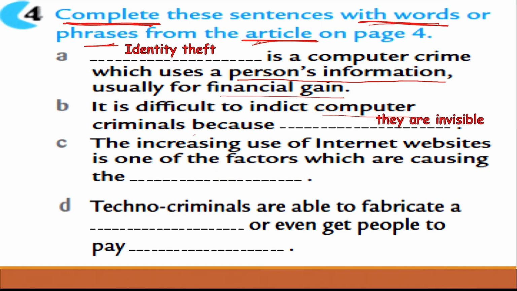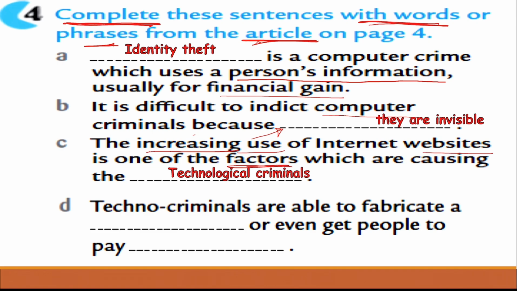The next one is the increasing use of internet websites is one of the factors which are causing the, look here, increasing use. It means it's going up. More and more people are using internet websites. So this is one of the reasons or factors that cause technological crimes. So here, because a lot of people now are using the internet for bank dealings, transactions, buying and selling and things like that.